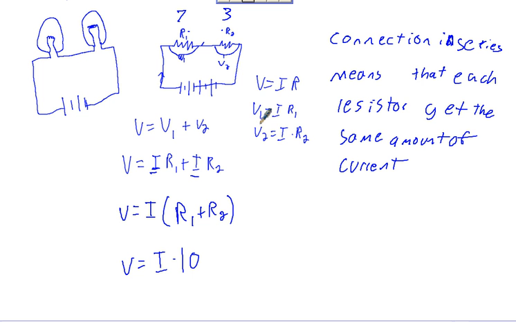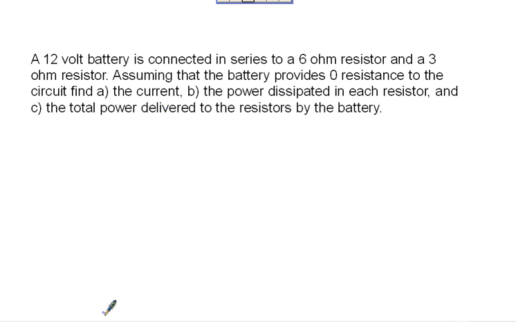So now we have another problem. The first thing that I like to do in every problem, no matter what, is draw a picture. So here's my 12-volt battery connected to two resistors in series, where I have a 6 ohm and a 3 ohm.